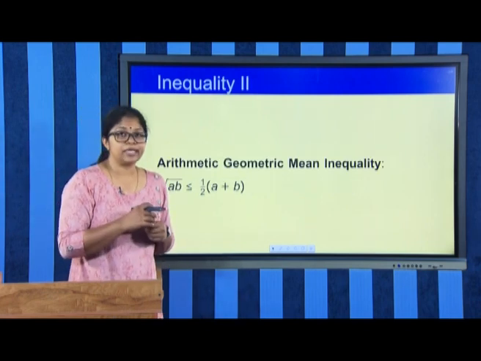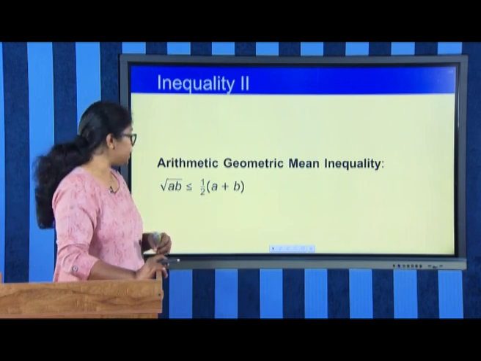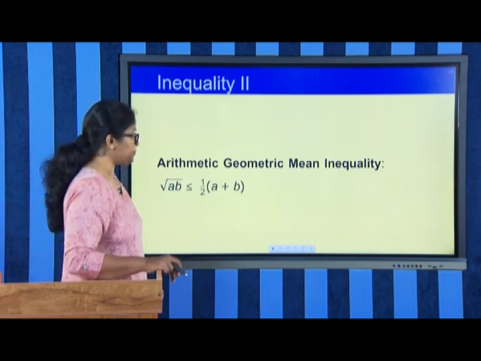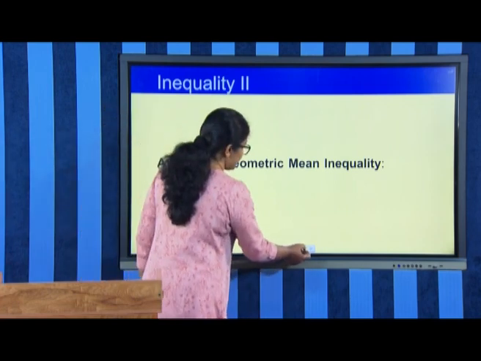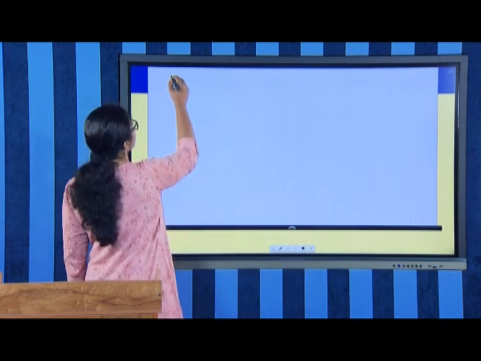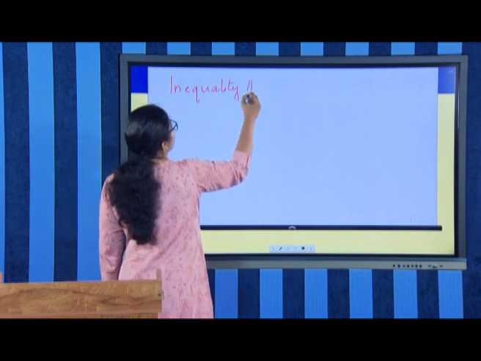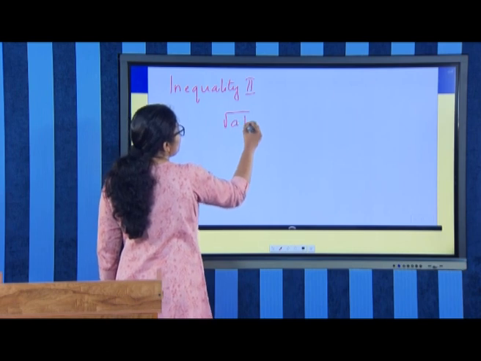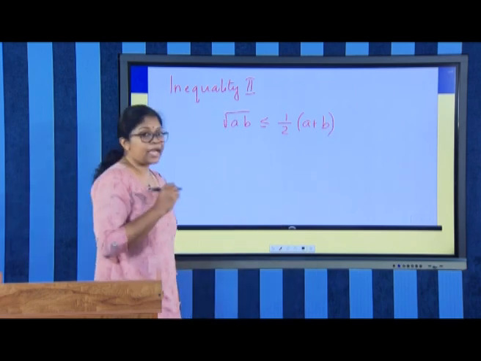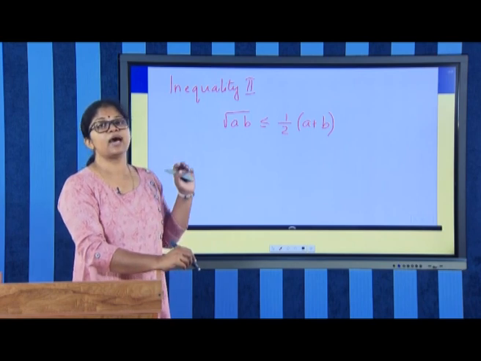Moving on to inequality number 2, which is known as the famous arithmetic geometric mean inequality, where we have square root of AB is less than or equal to half of A plus B. So, let us look at the proof of this result. What we require to prove is inequality number 2: square root of AB is less than or equal to half of A plus B, where the equality holds if and only if both A and B are same.